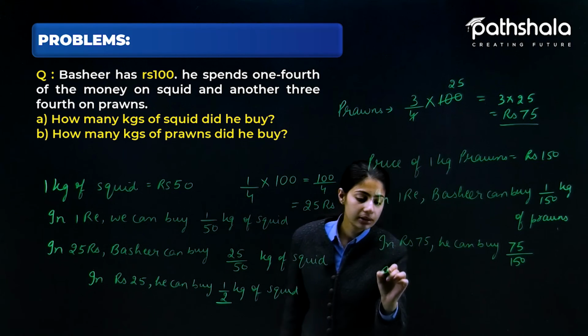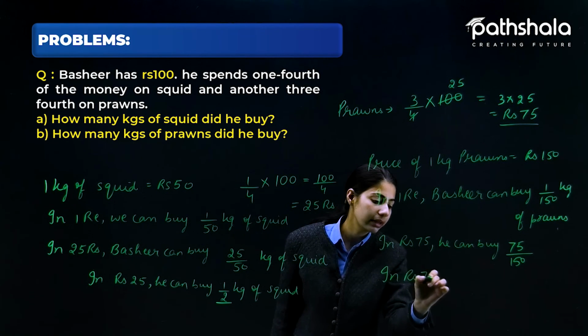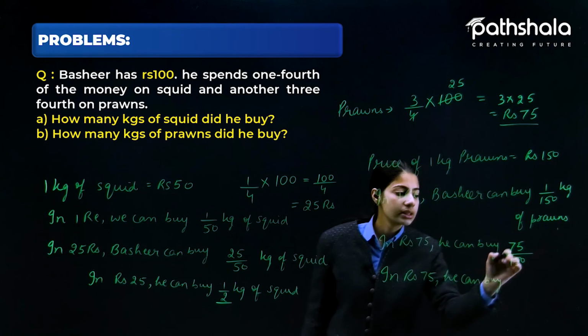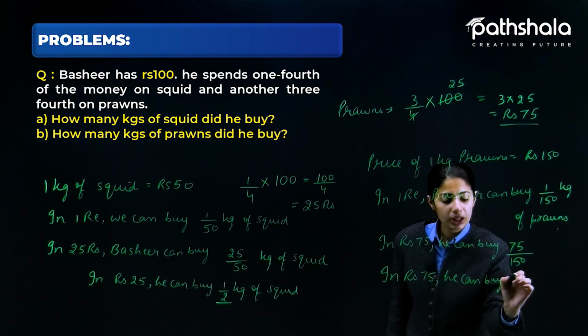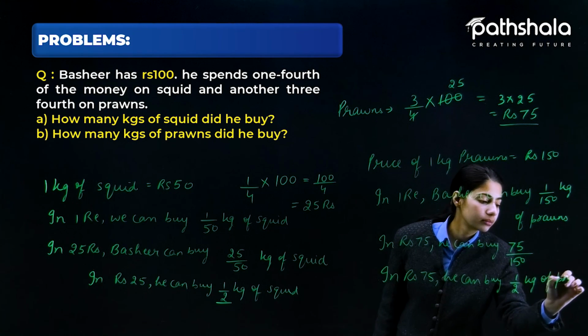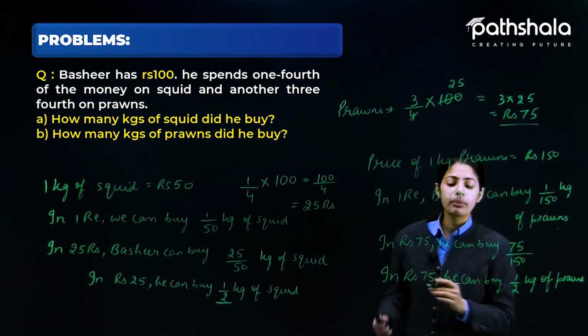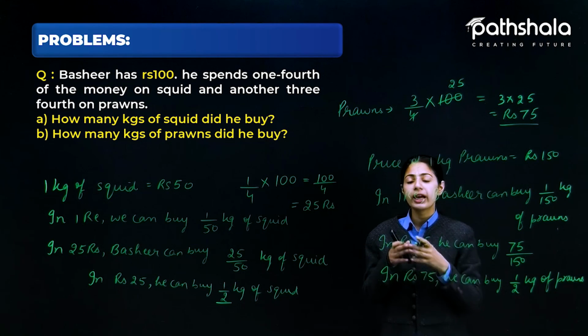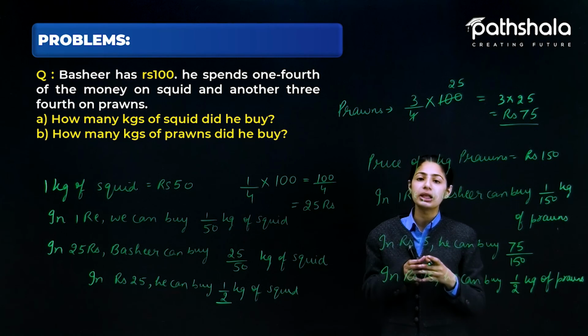So that means in rupees 75, he can buy, 75 2s are 150, that is half kgs of prawns. So he buys half kgs of prawns in rupees 75 and half kgs of squid in rupees 25.